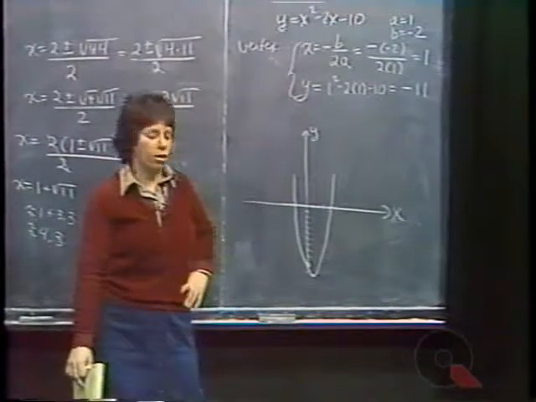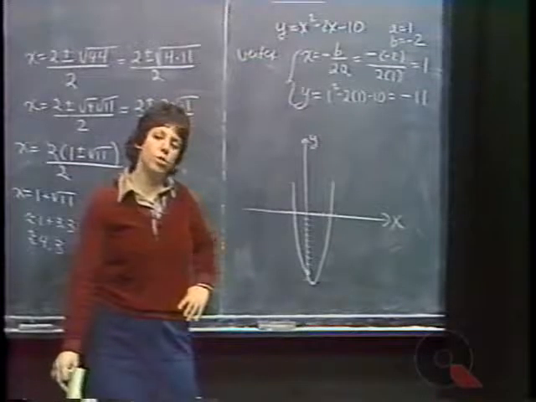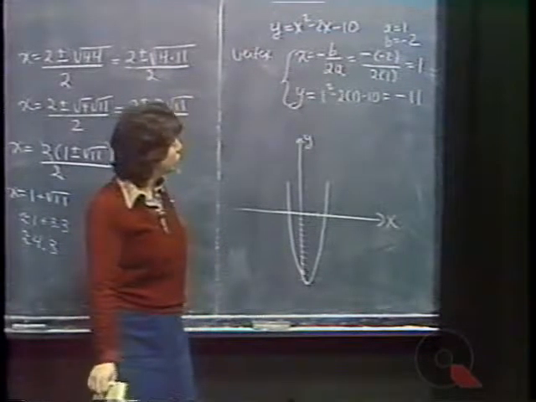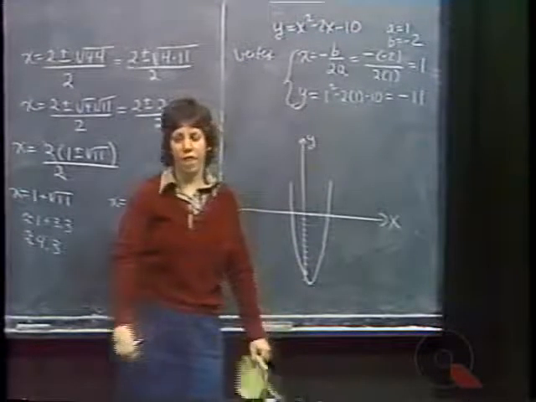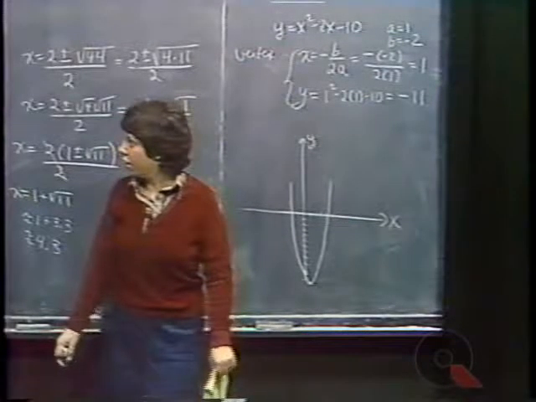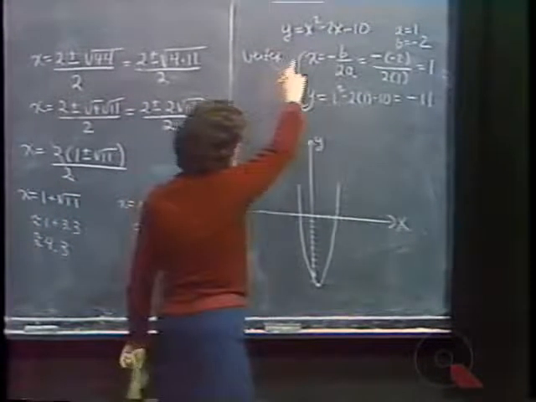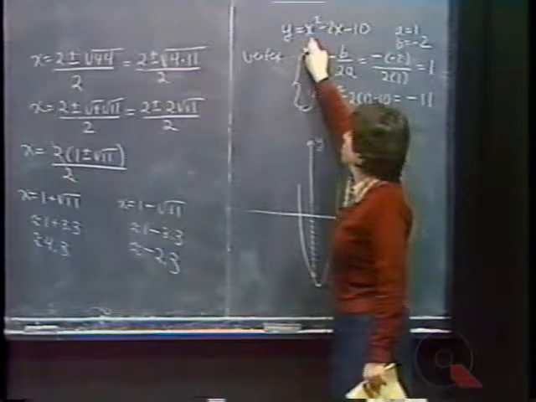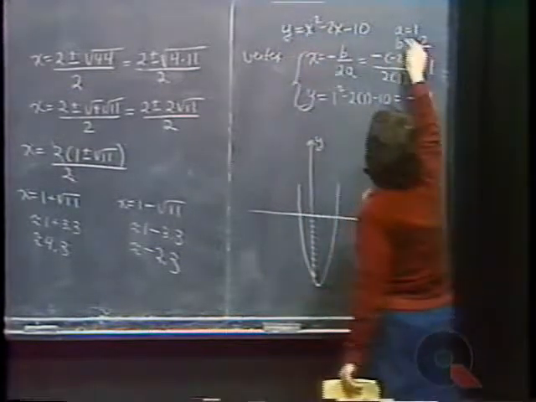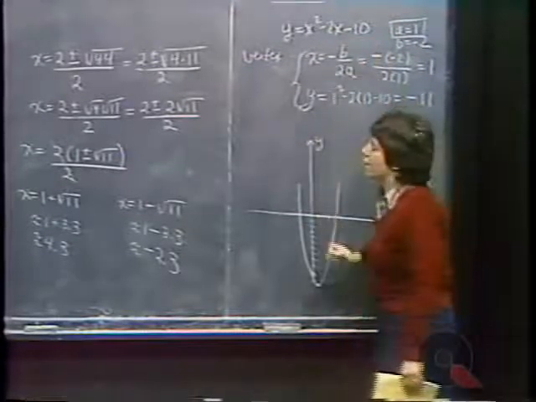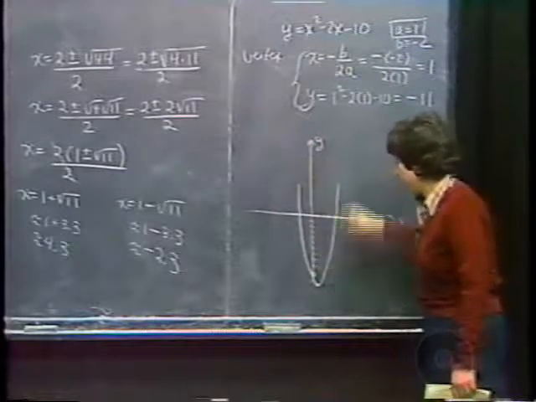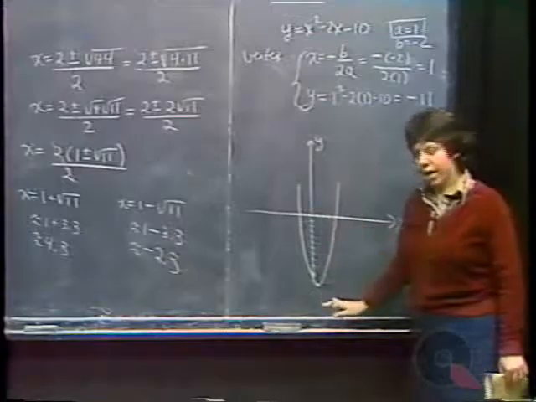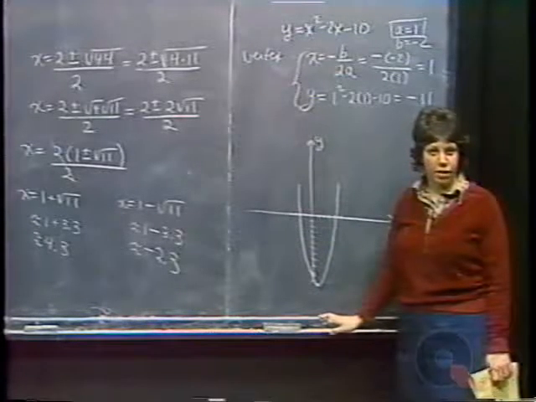There is a clue, before you sketch the parabola, as to which way it's going to be opening, and the clue is provided by the value of a in the parabola. In this case, y equals x squared minus 2x minus 10. a is the coefficient of the quadratic term here. It's 1 in this case. It's positive. If a is positive, the parabola is opening upwards like this. The vertex will be the lowest point on the parabola.